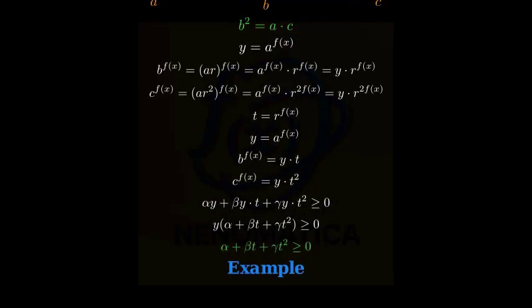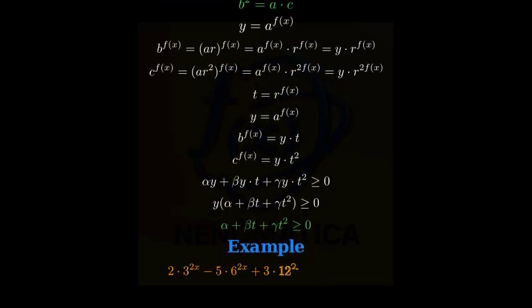Let's walk through an example to see how we solve these types of inequalities. Solve the inequality 2 times 3 raised to the power 2x plus negative 5 times 6 raised to the power 2x plus 3 times 12 raised to the power 2x is greater than or equal to 0, where x is a real number. First, let's check if our bases form a geometric progression.